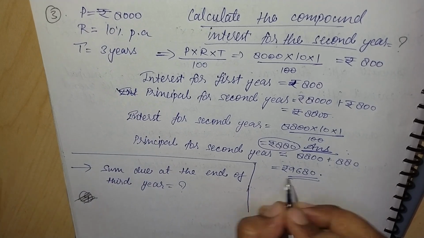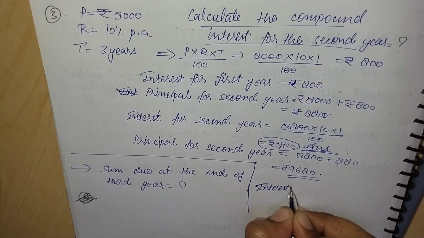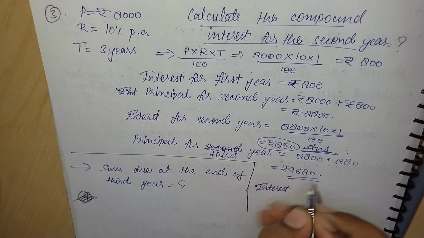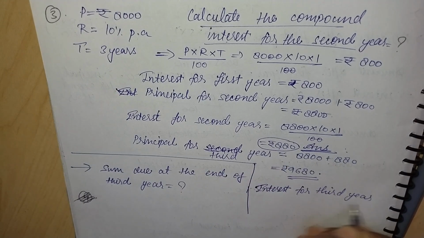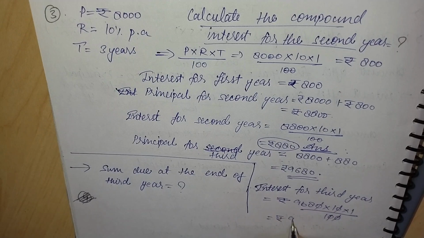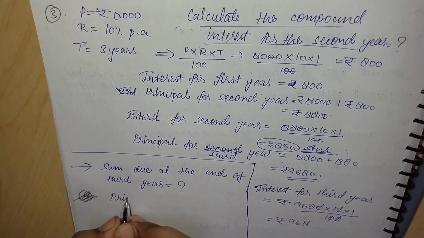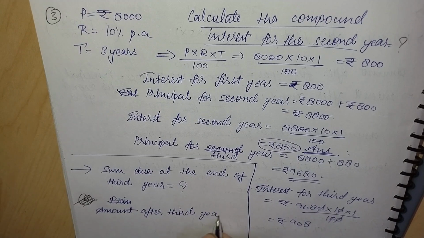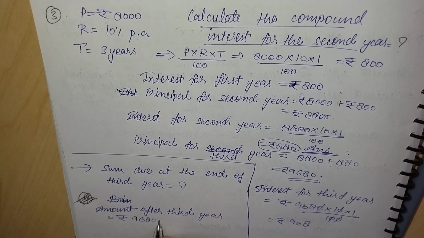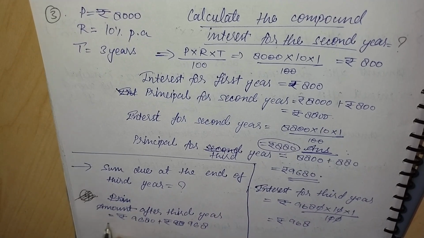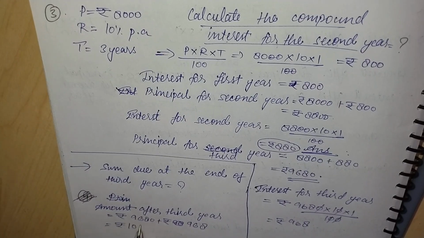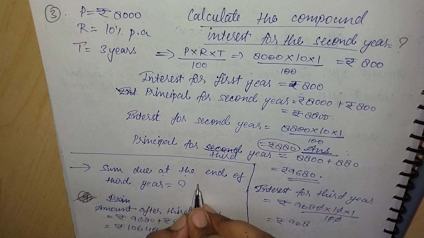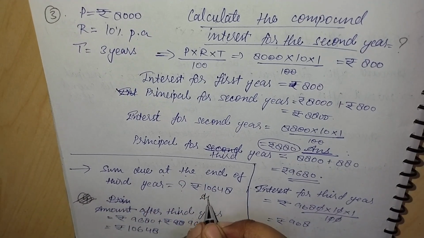Now the second part of this, find the sum due at the end of third year. So we will find the interest for third year by putting the principal value rupees 9,680 into 10 into 1 divided by 100 equal to 968. So amount after third year equal to rupees 9,680 plus 968 equal to rupees 10,648 as the answer. So this is the answer.